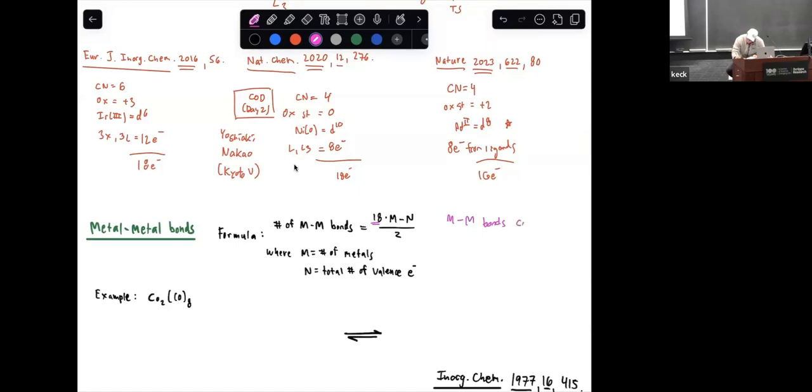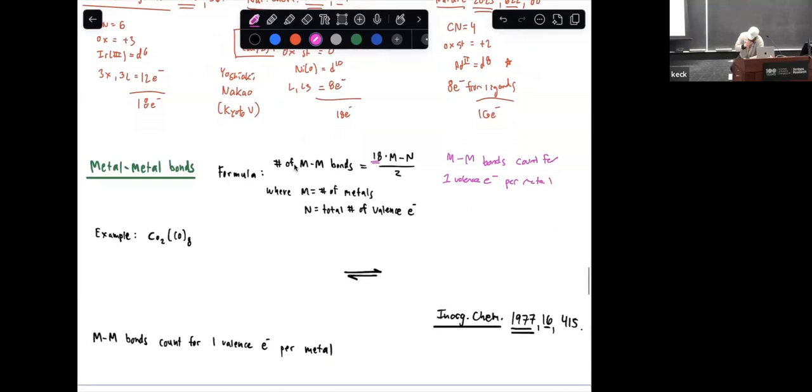In terms of electron counting, metal bonds count for 1 valence electron per metal. So let's take an example: dicobalt octacarbonyl, or just cobalt carbonyl. We'll work this through using the formula above.